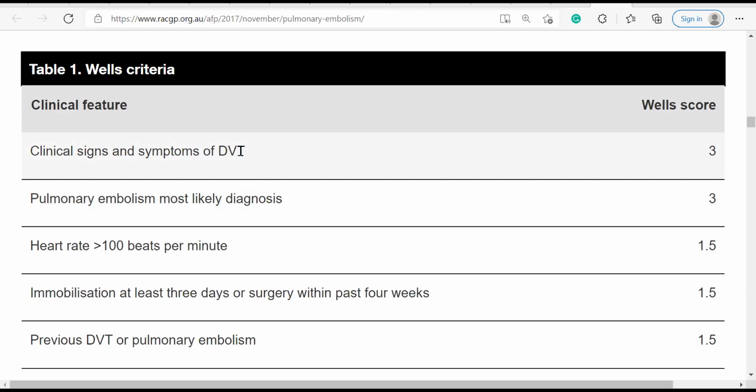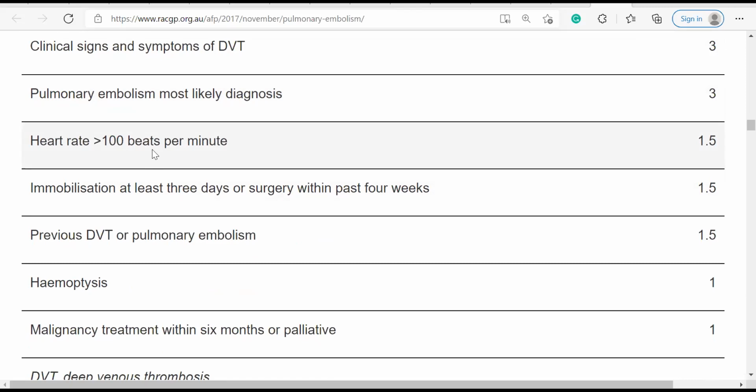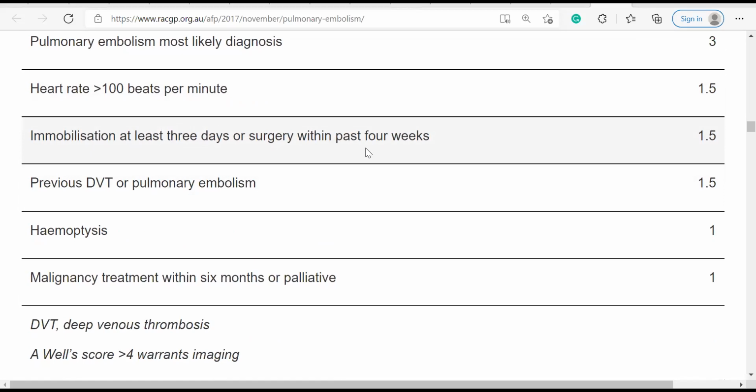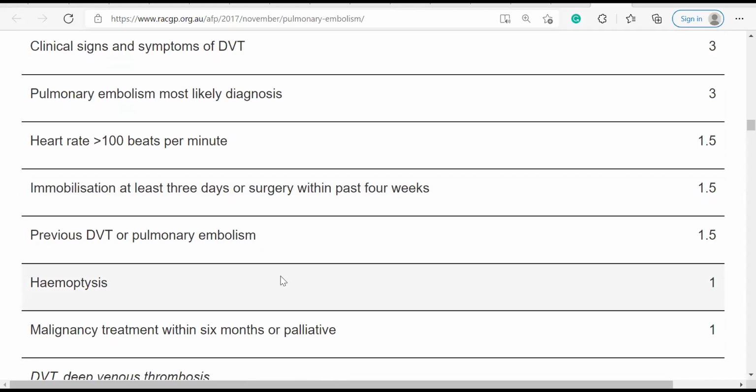So if you get signs and symptoms of DVT, in Wells criteria, you get 3 score. If your most likely diagnosis is PE, Wells criteria says it's 3 score. Heart rate more than 100, that means tachycardia, 1.5. Recent immobilization or surgery, 1.5. Previous history, 1.5. Hemoptysis, 1. And malignancy treatment or palliative patient, 1. So obviously you understand these are the most high risk criteria, right?